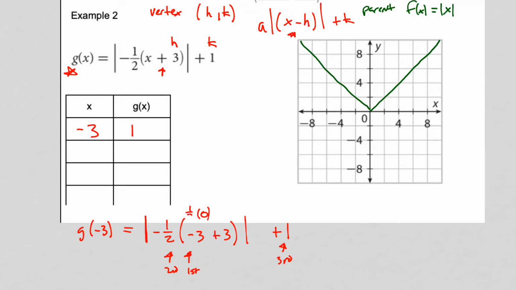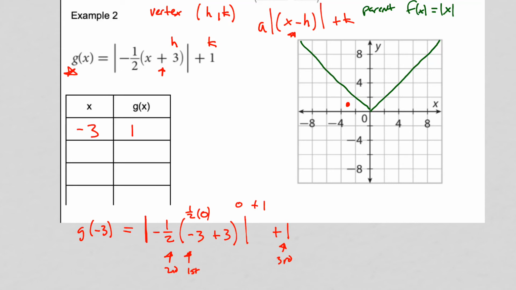And what's 1/2 times 0? That, of course, is 0. The absolute value of 0 is 0. So you basically wind up with 0 plus 1. And there you go. You do, in fact, get 1. So let's find our vertex, -3 and plus 1. So that's somewhere about there.